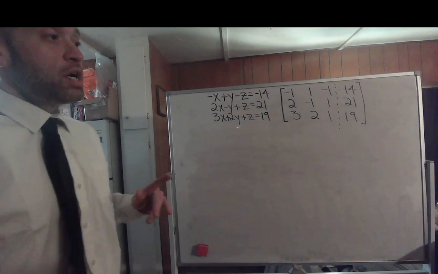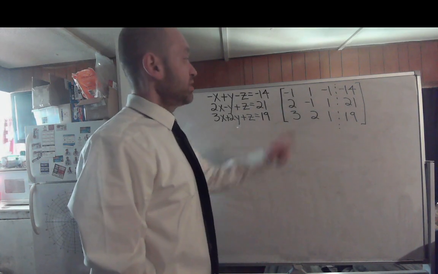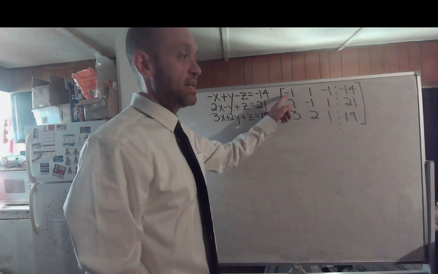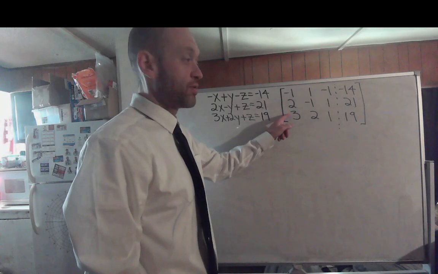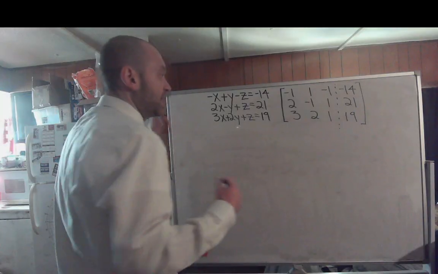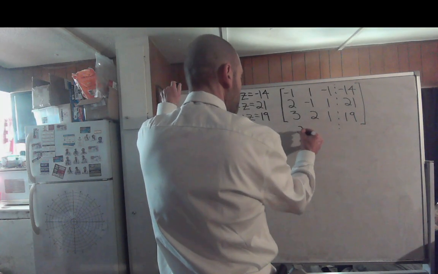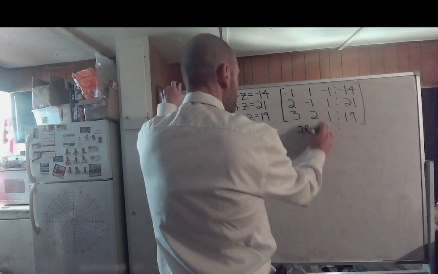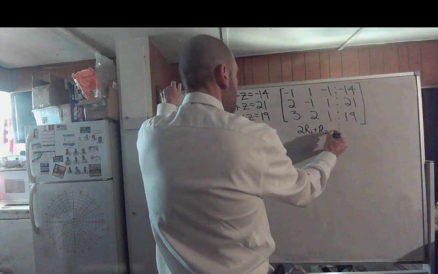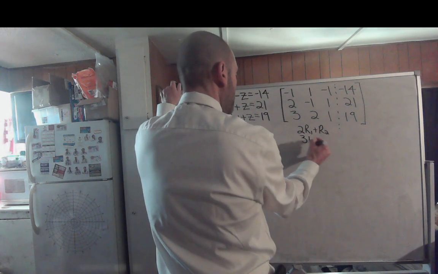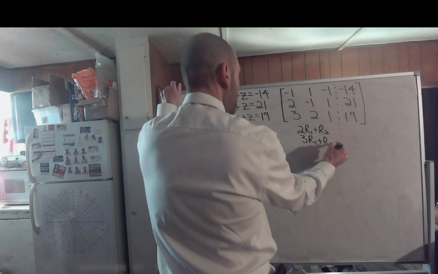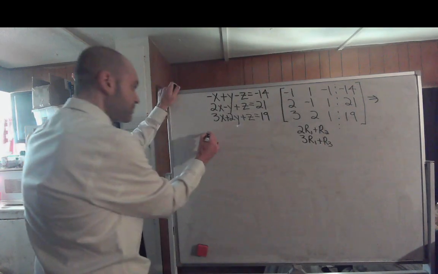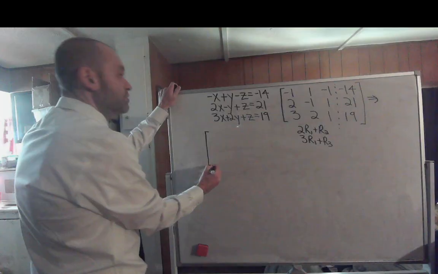Well, good news is, even though the leading coefficient's a negative 1 in row 1, it's going to be easy to make the first digits in rows 2 and 3 a 0. All I have to do is take 2 times row 1, add that to row 2, just row 2, not 2 times that. Then if I take 3 times row 1 and add that to row 3, I can make the first digits in each of those rows a 0. So let's go ahead and apply those transformations.